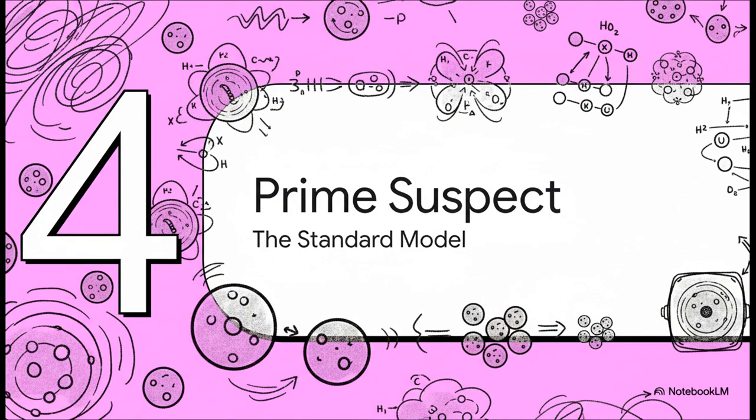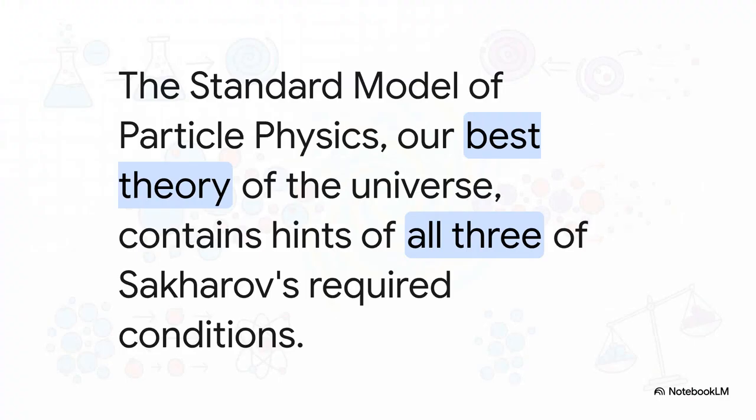So, with our checklist in hand, it's time to bring in our prime suspect, the standard model of particle physics. I mean, this is our best, most rigorously tested theory of how particles and forces work. Surely it has what it takes to explain our existence, right? And you know, at first glance, the standard model looks pretty good for it. It actually has hints of all 3 Sakharov conditions baked right into its mathematics. It seems to have the motive, the means, and the opportunity. So, case closed? Well, not quite.